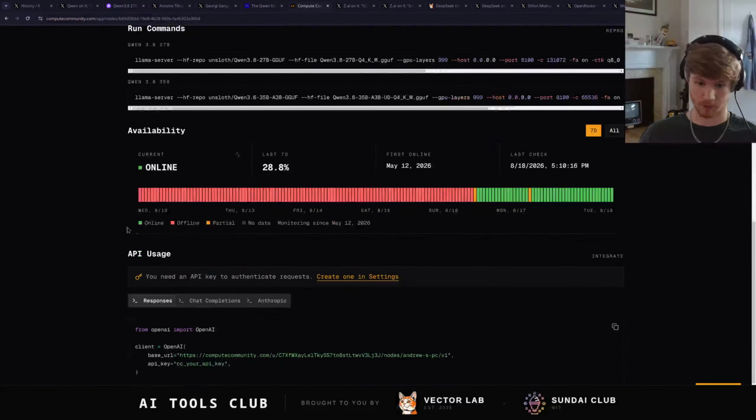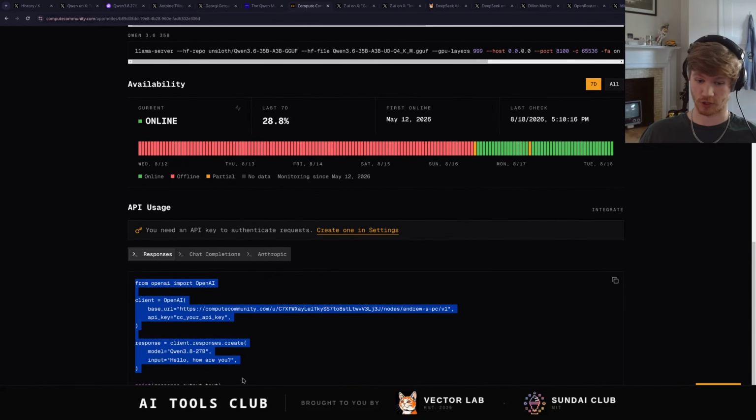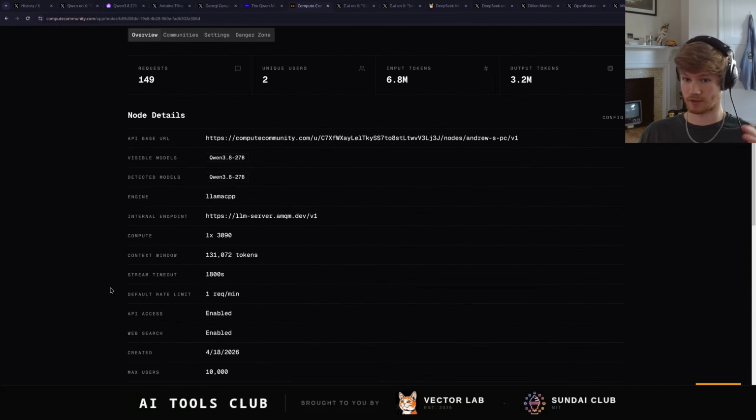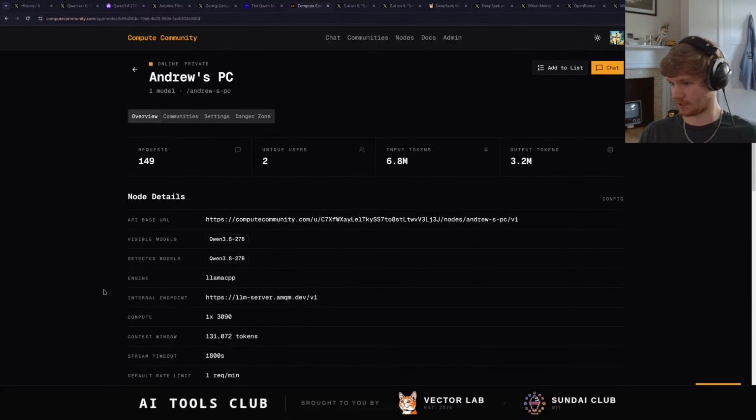If you go to my node specifically here, I give the code for how to call this programmatically. So you can use this like any of the other OpenAI models, or anything like that. So yeah, if you want to give the model a try, you can go on here and try it out.